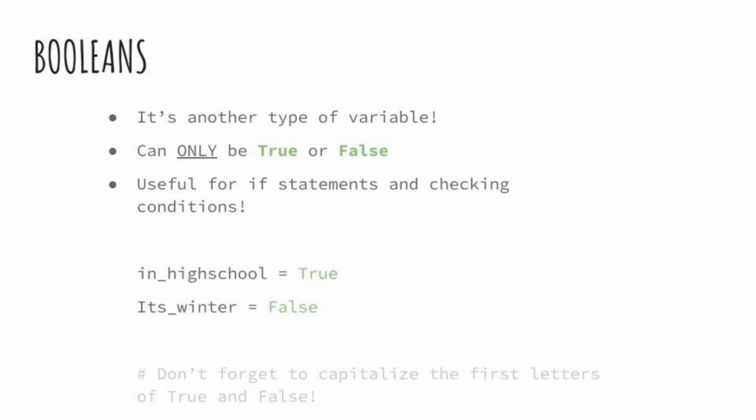On the slides we have a couple of examples. We have in high school, which for all of you should be true, and we have it's winter, which is currently false. It's summer outside. It's very important to remember to capitalize the first letter of true and false, or else processing won't recognize that that's what you're talking about. It will just think you're talking about a variable that you've called true or a variable that you've called false.